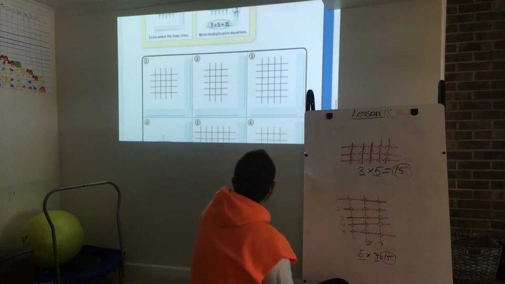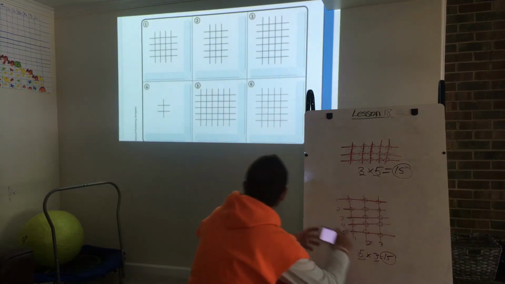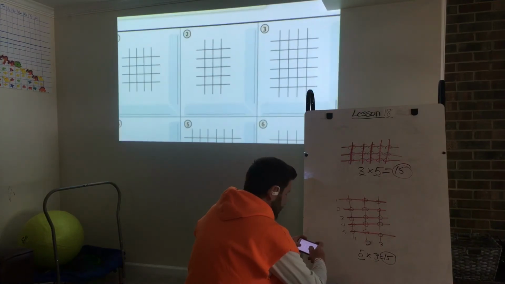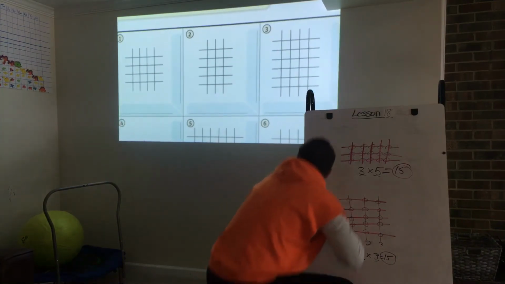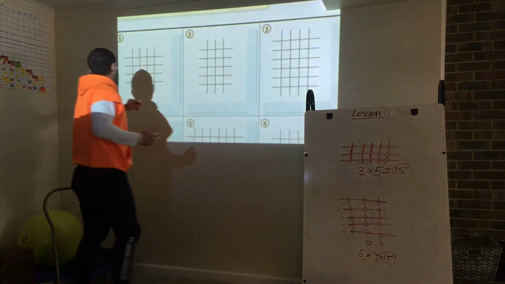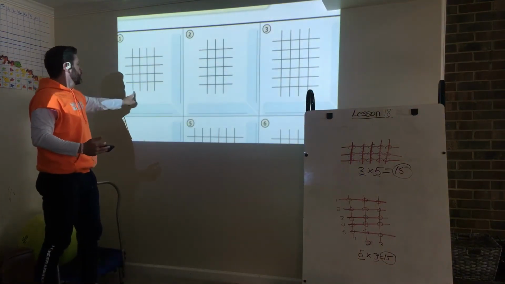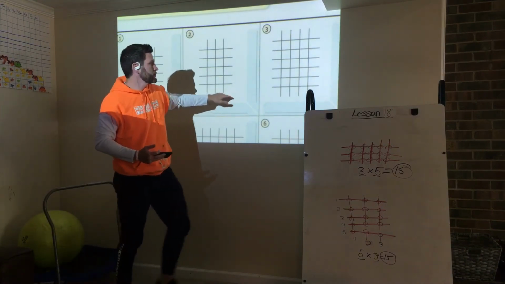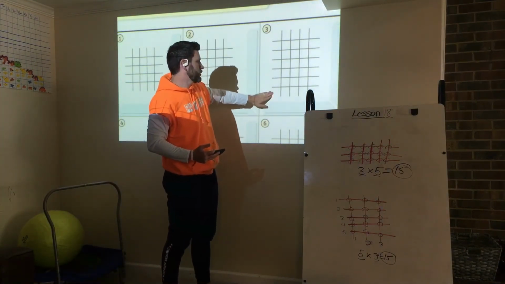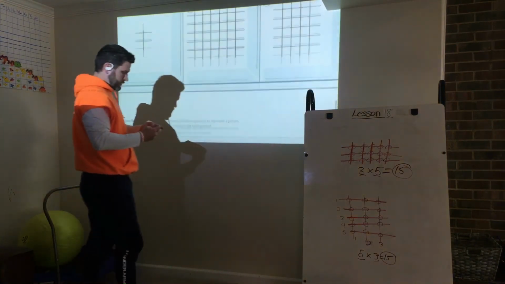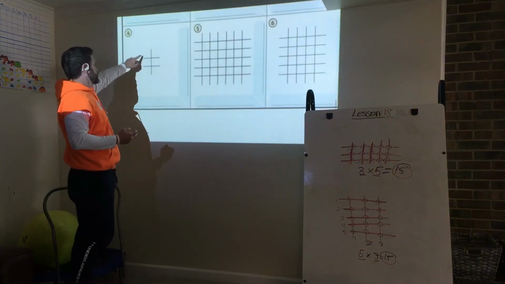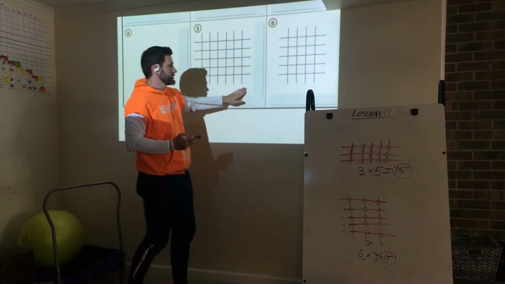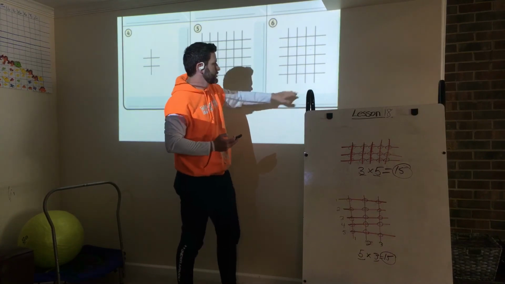So here is the work that needs to be done today for this lesson. Let me zoom in. Feel free to pause the video so you can see. This is 4 rows with 4 columns. This is 5 rows with 3 columns. This is 6 rows with 4 columns. And then up here, it's 2 rows with 1 column, and then it's 5 rows with 6 columns, and then 5 rows with 4 columns.